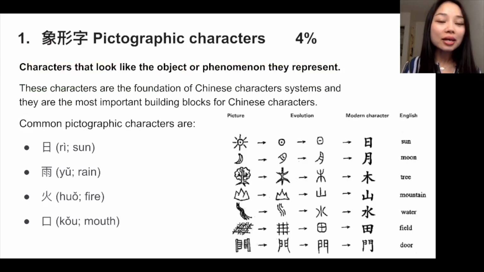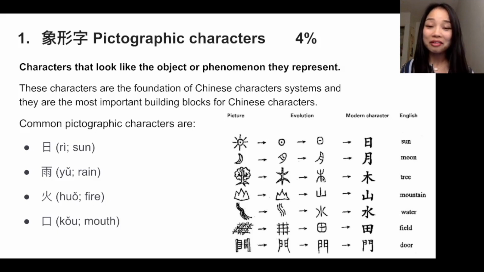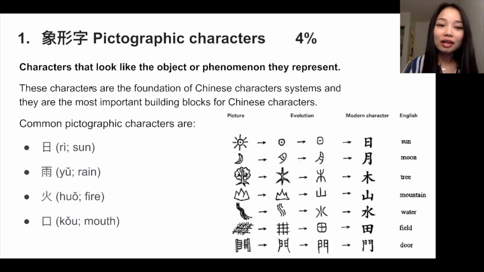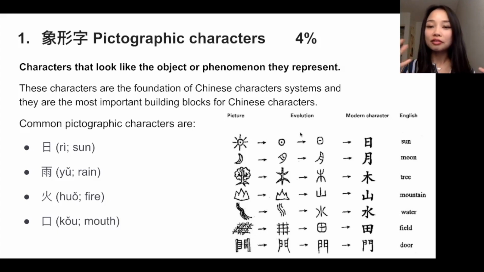So the first type is the pictographic characters. They make up 4% of all characters. So what kind of characters are pictographic? They are characters that look like the object or phenomenon they represent. I list a lot of examples right here. This is the picture of it. Due to development or evolution, they turn into our modern character right here.